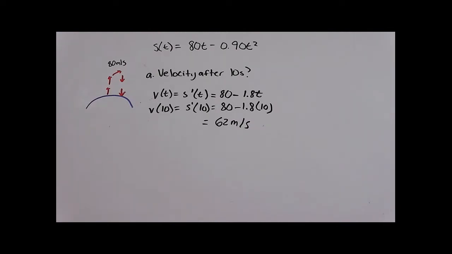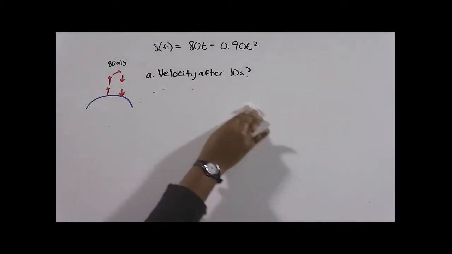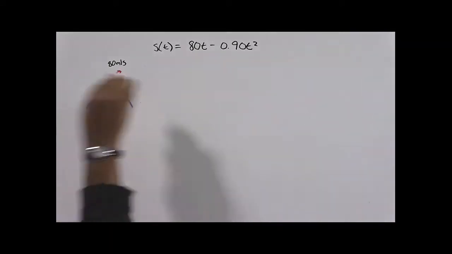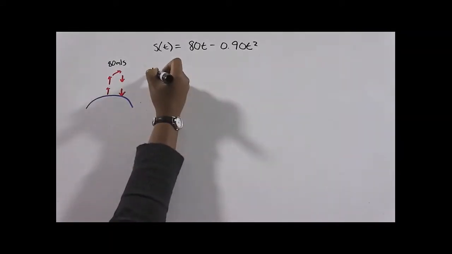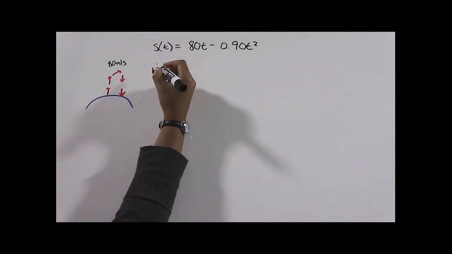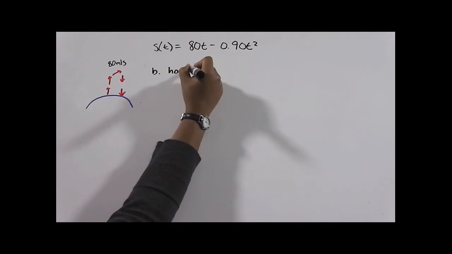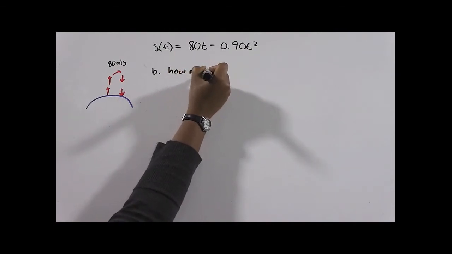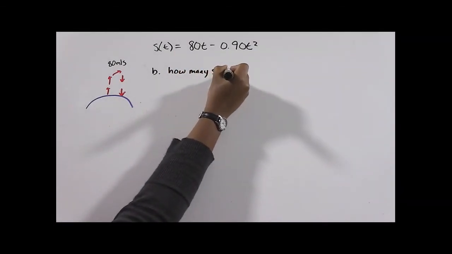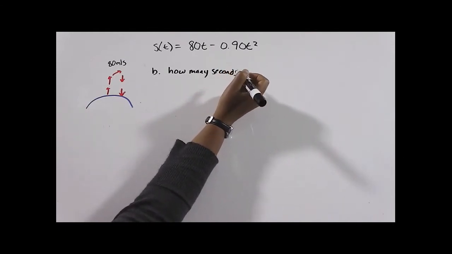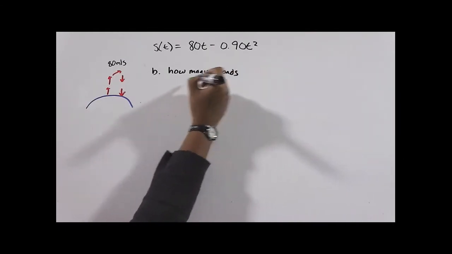So part B asks after how many seconds will the arrow hit the moon?